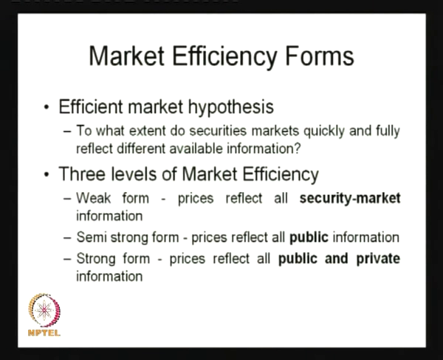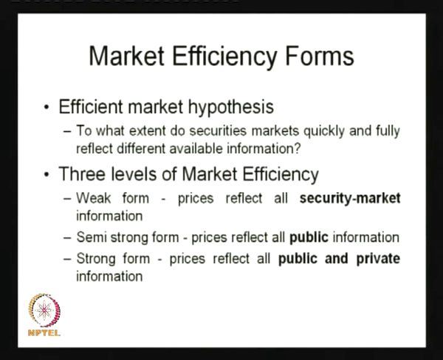Overall, this efficient market hypothesis says to what extent securities markets quickly and fully reflect the different available information, and in that context Fama has also explained the 3 levels or 3 forms of market efficiency. There are 3 forms: one is the weak form of efficiency, another is the semi strong form of efficiency, and the other is the strong form of efficiency.